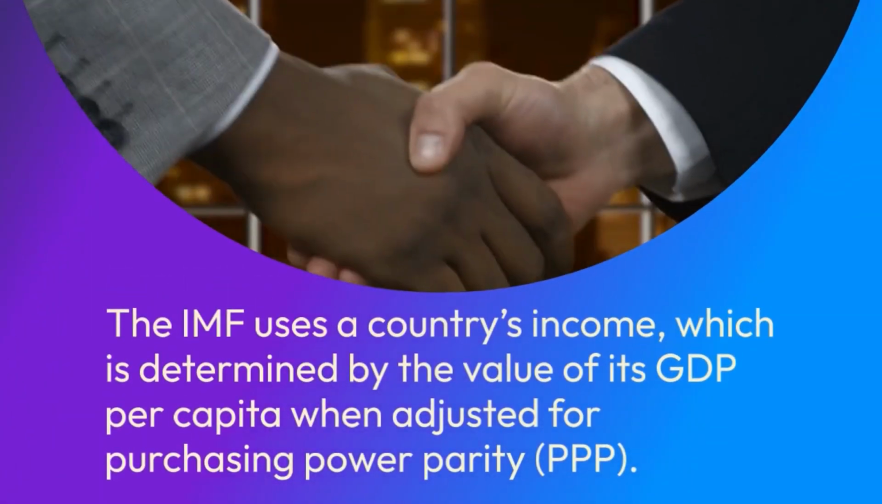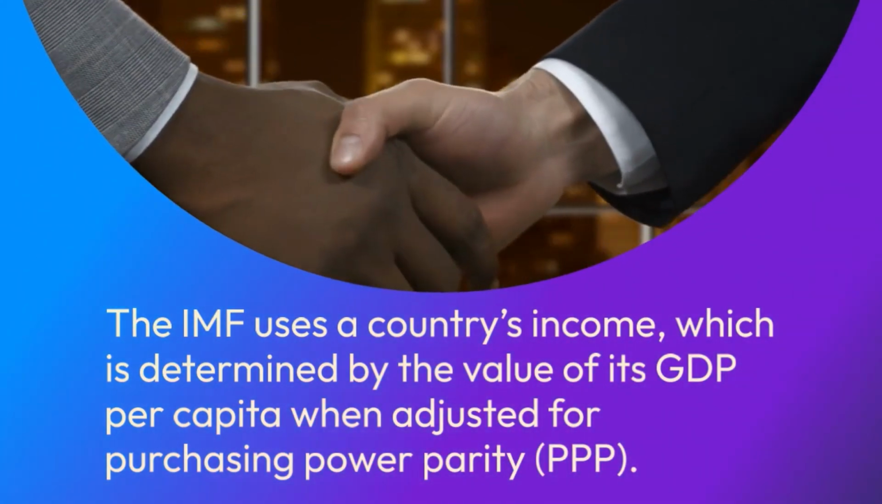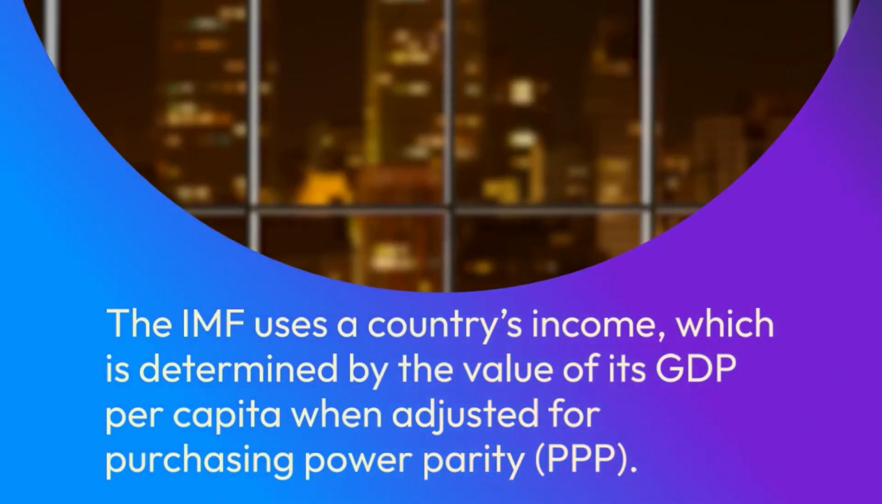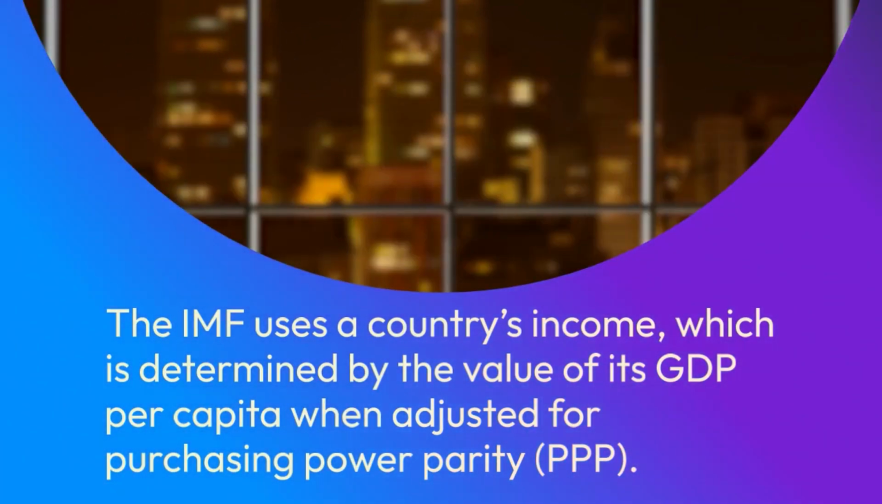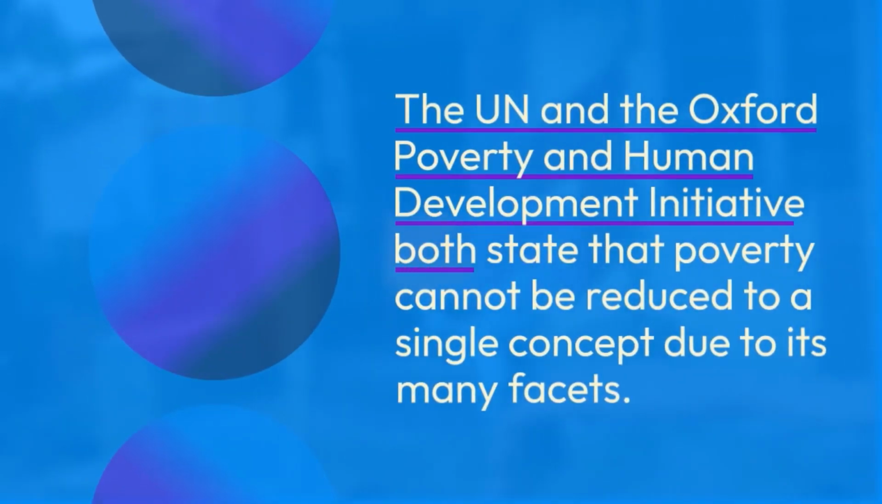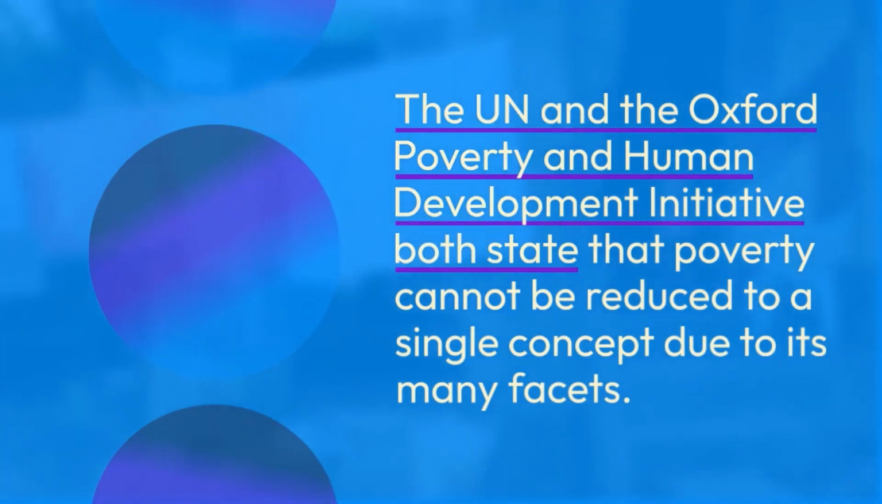The International Monetary Fund, IMF, uses a country's income as a criterion for its classification, which is determined by the value of that nation's gross domestic product, GDP, per capita, when adjusted for purchasing power parity, PPP. The UN and the Oxford Poverty and Human Development Initiative both state that poverty cannot be reduced to a single concept due to its many facets.